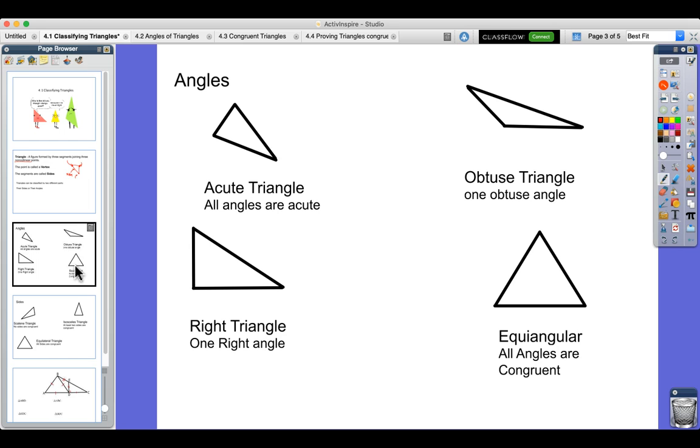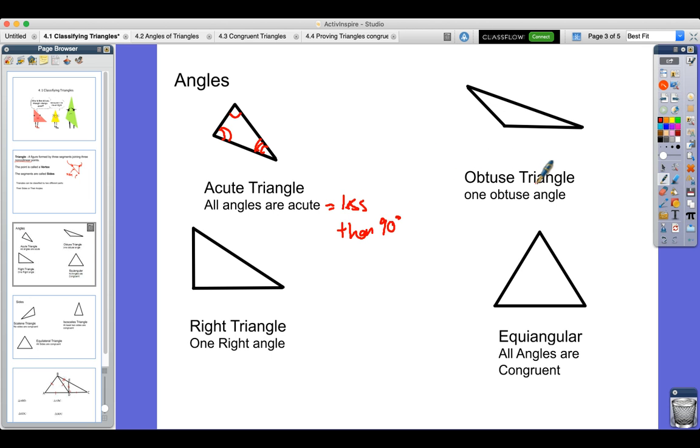As far as angles go, it's all dependent on what all the angles have in common. So right here, this is what we call an acute triangle. It's an acute triangle because all the angles are acute. Remember, acute means less than what, y'all? 90 degrees. Yeah, every single angle is less than 90 degrees. They don't have to be congruent to each other, but they're all less than 90 degrees.